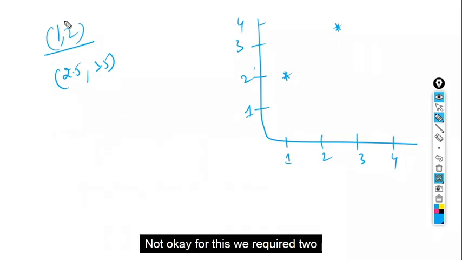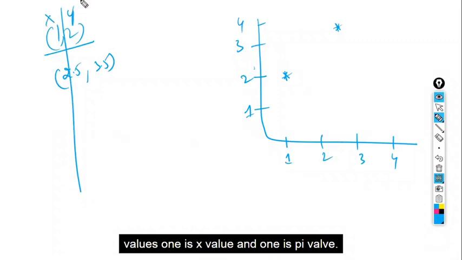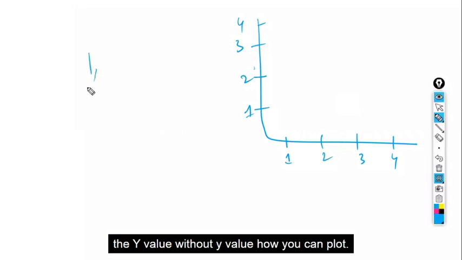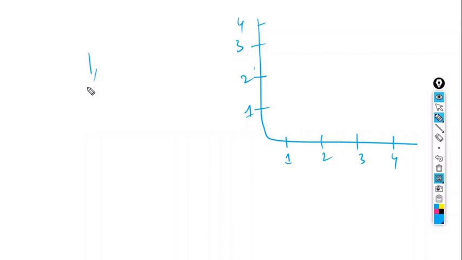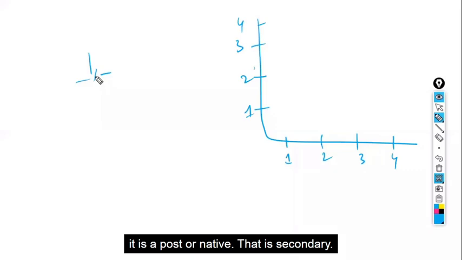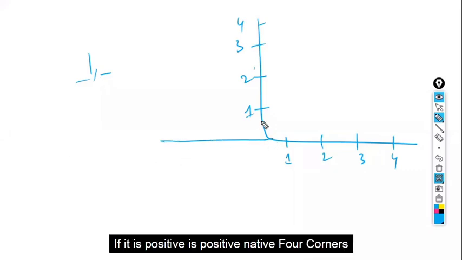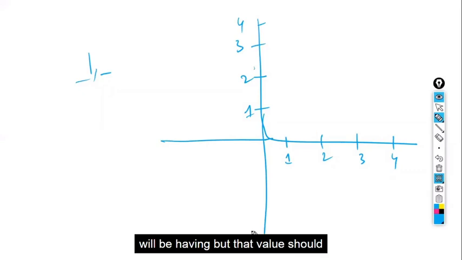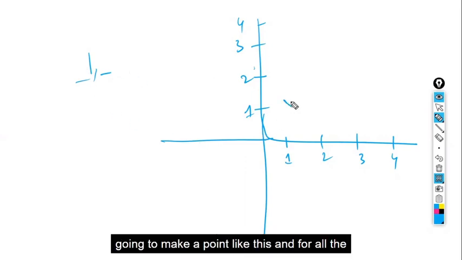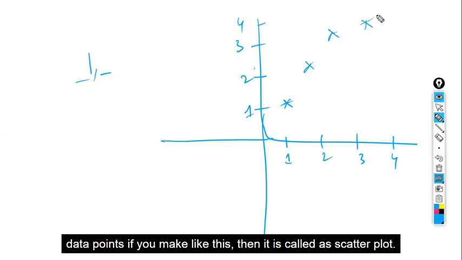Note, for this we require two values. One is the x value and one is the y value. For example, if I give you only 1, if I ask you to plot only number 1, what is the y value? Without the y value, how can you plot? Can you plot that point on the graph? So to make this plot you require 2 values. Whether it is positive or negative is secondary. If it is positive, positive; negative, negative. There will be 4 quadrants. But there should be 2 values, one x value and one y value. Using x and y, you make a point like this. And if you do this for all the data points, then it is called a scatter plot.